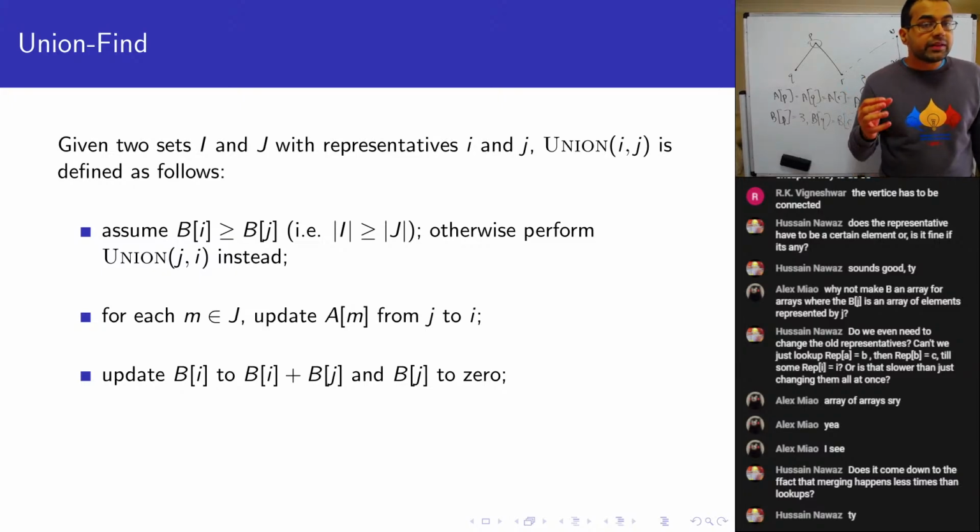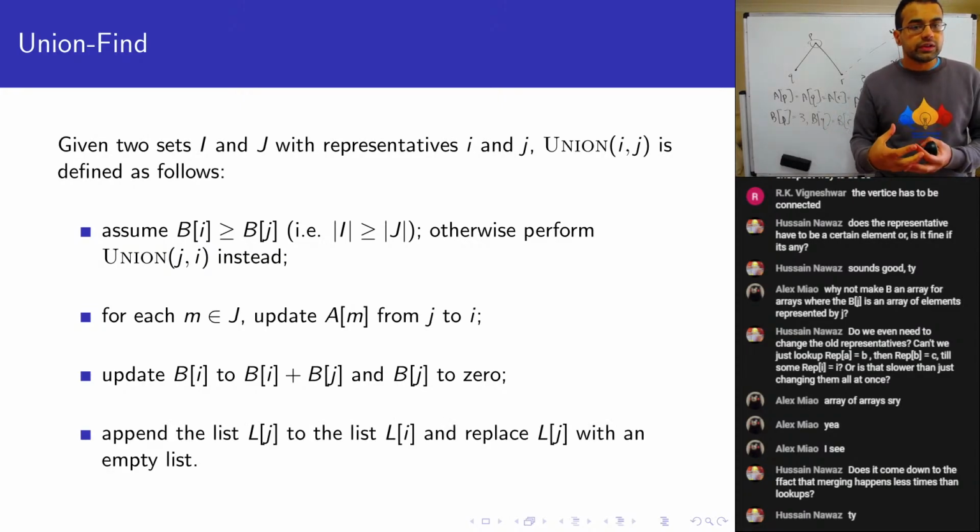I need to also update the number of things with representatives i and j. There is no longer anything with representative j, so that bj goes down to 0, and the old value gets added into bi. Finally, we need to glue the two lists together. So we previously had a linked list Lj, which had everything whose representative was j. That list needs to be appended to Li. You can of course glue two linked lists together in constant time, and the new list Lj should be nothing because j is no longer the representative of anyone. Okay.